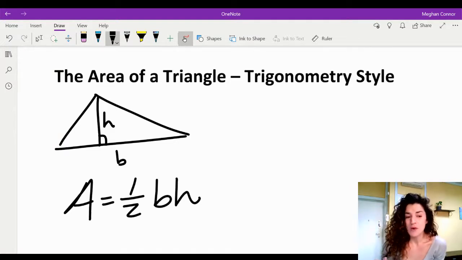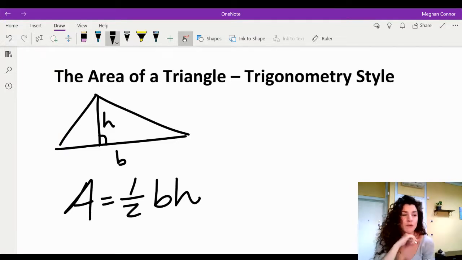There is another formula. I do believe it's in your formula packet. And that formula helps you find the area of a triangle without having to solve for the height.